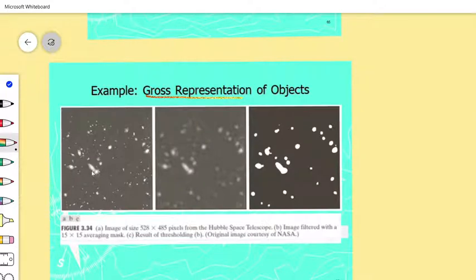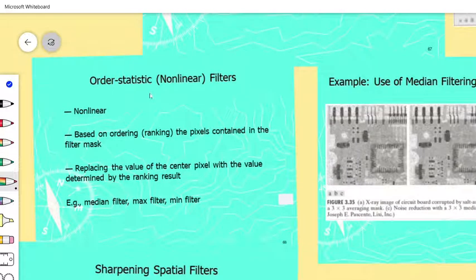This is the image of 528 by 485 pixels from the Hubble Space Telescope, and this is the filtered image with a 15 by 15 averaging mask, and this is the result of thresholding of this one. So observe the output and see for what values the smoothing filter gives the output of the image for the original image. Now see non-linear filters.